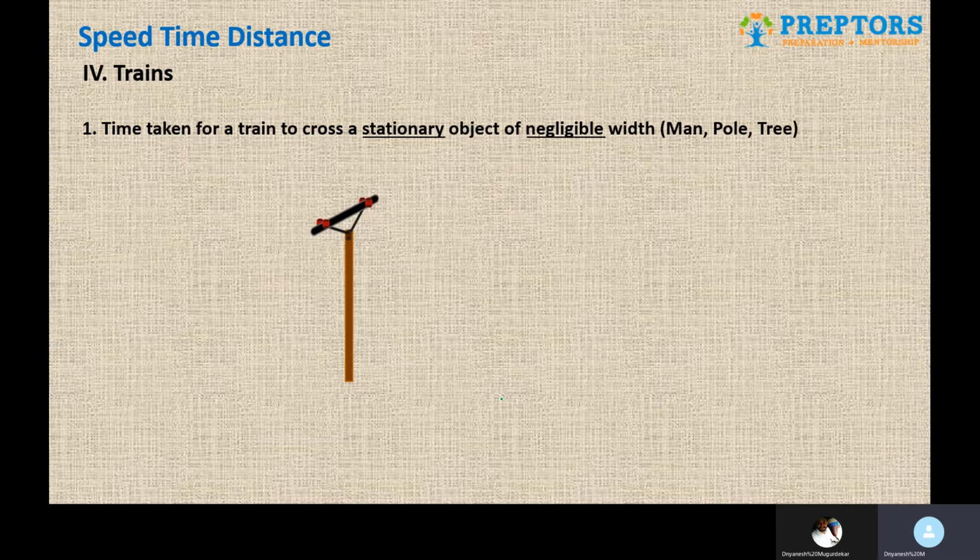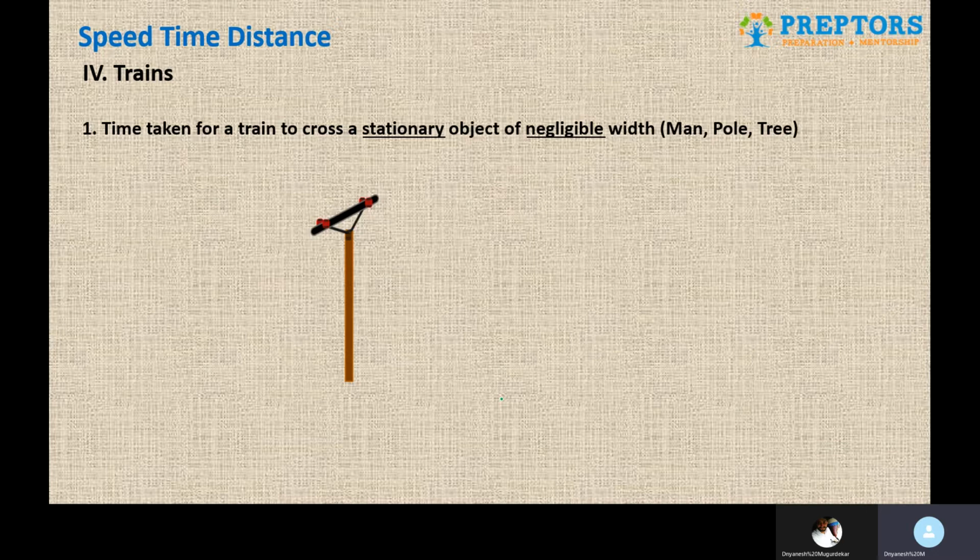So one good thing here that we easily observe is that the object is stationary. It is not moving, so that means it does not have its own speed. And if it does not have its own speed, that means relative speed is gone already, because only the train will be the one object that has speed. The second good thing about this is that it has negligible width.